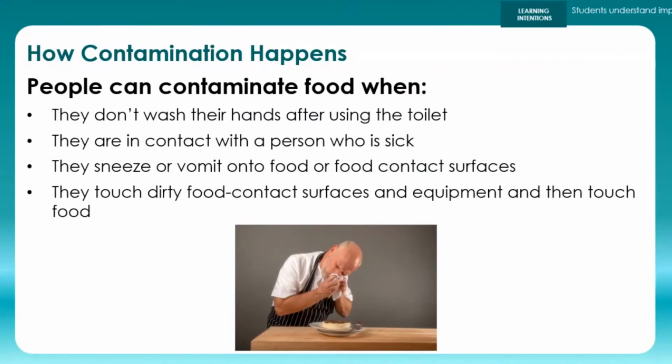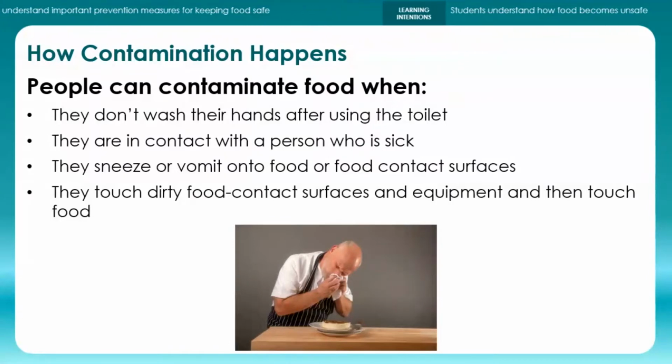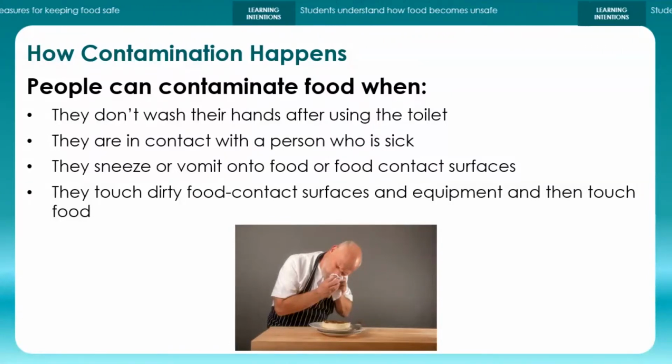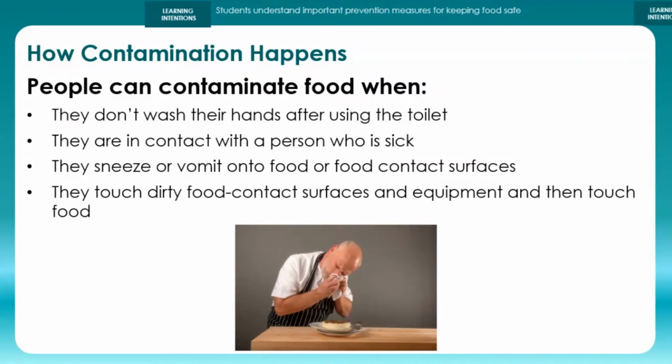So people contaminate food if they don't wash their hands after using the toilet, or if they're in contact with somebody who's sick, or they sneeze or vomit onto the food or onto food contact surfaces, or they touch dirty food contact surfaces and equipment and then touch the food. So that's how people can contaminate food.